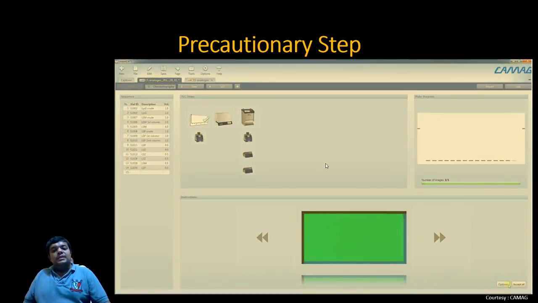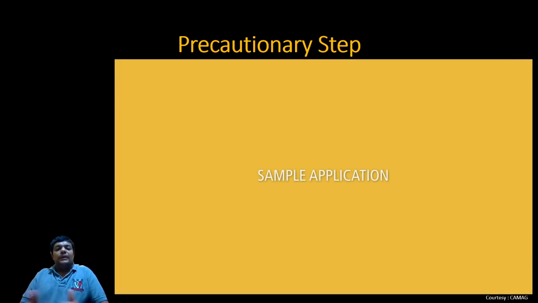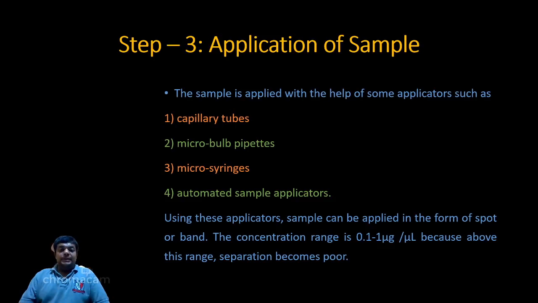So here you can see this is the image of the plate, and as it is under a UV chamber measured at 254 nanometer, it looks green, but you cannot find even a single spot on it. So it is very clean. So your precautionary step is now done, and sample application is permitted. So let us check for sample application.